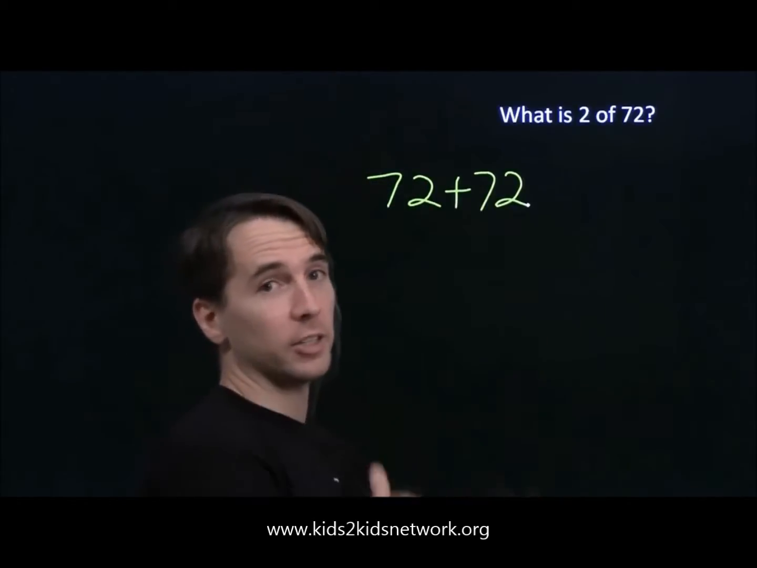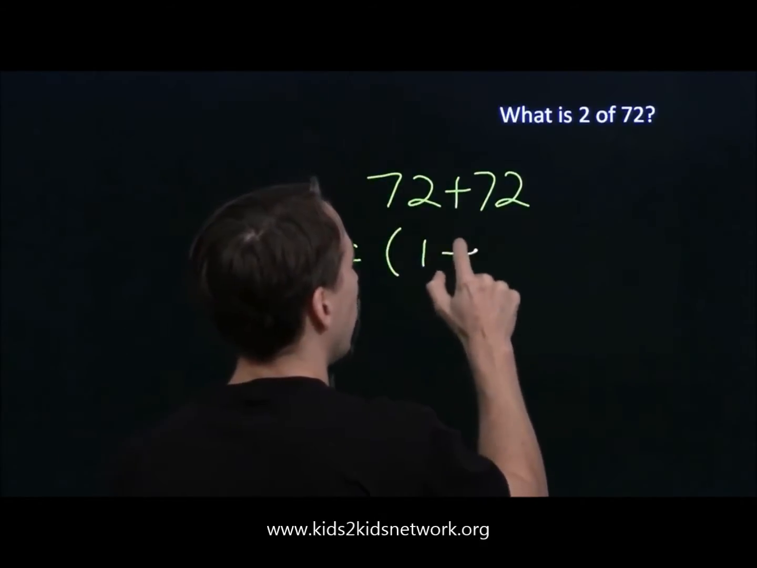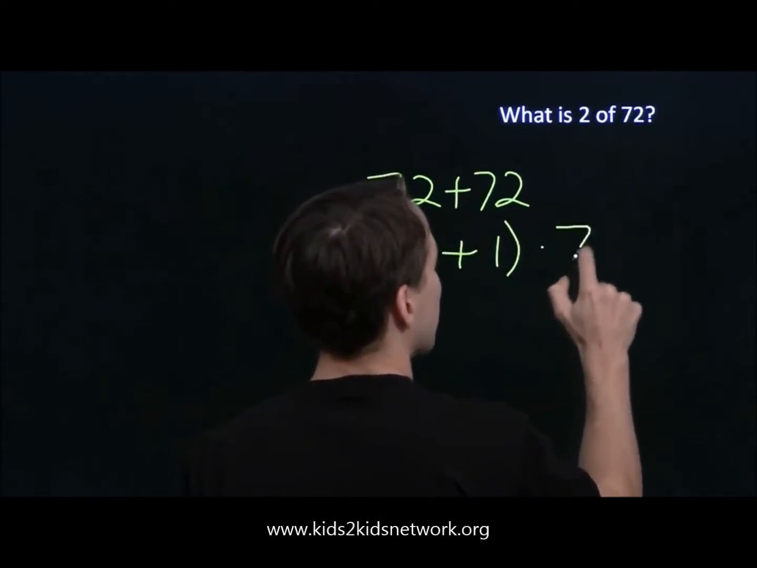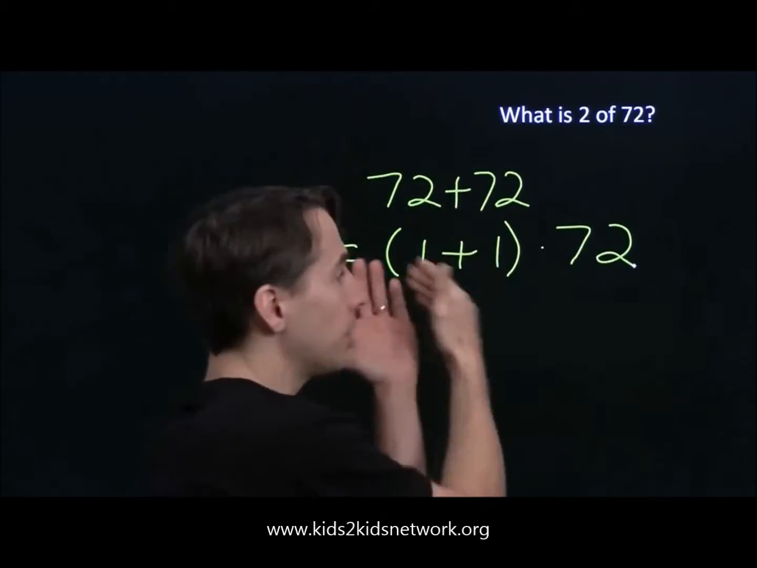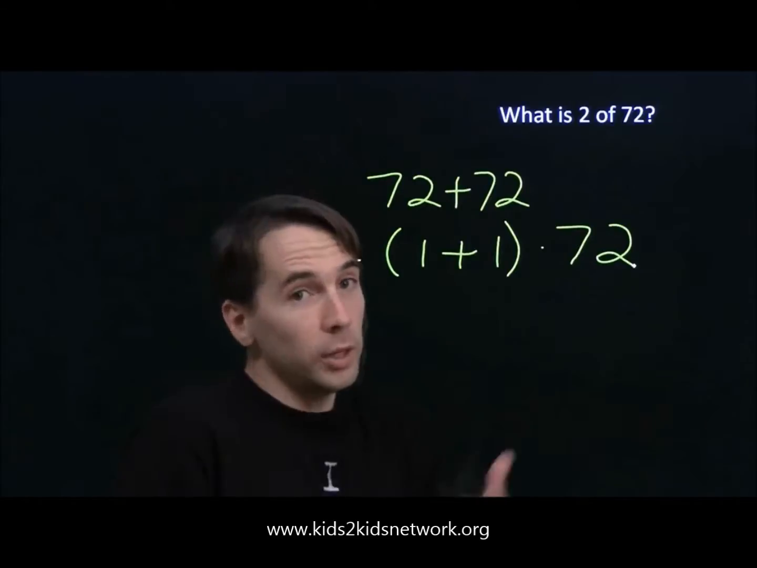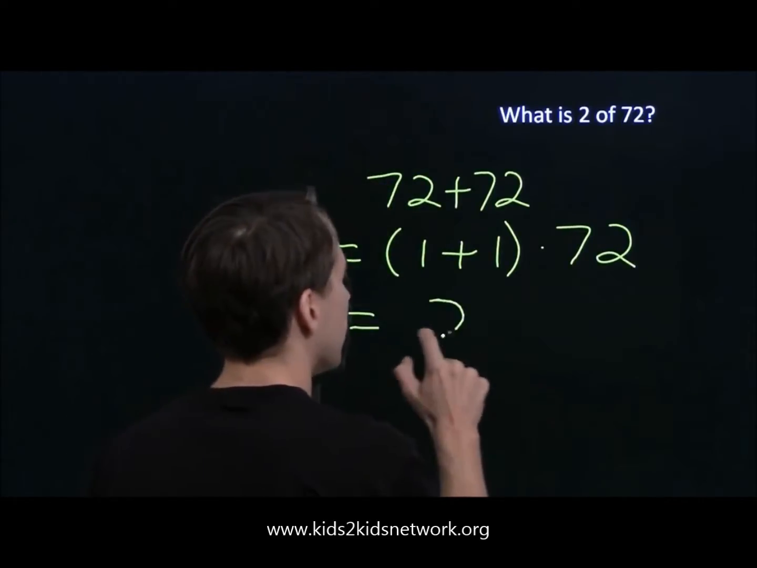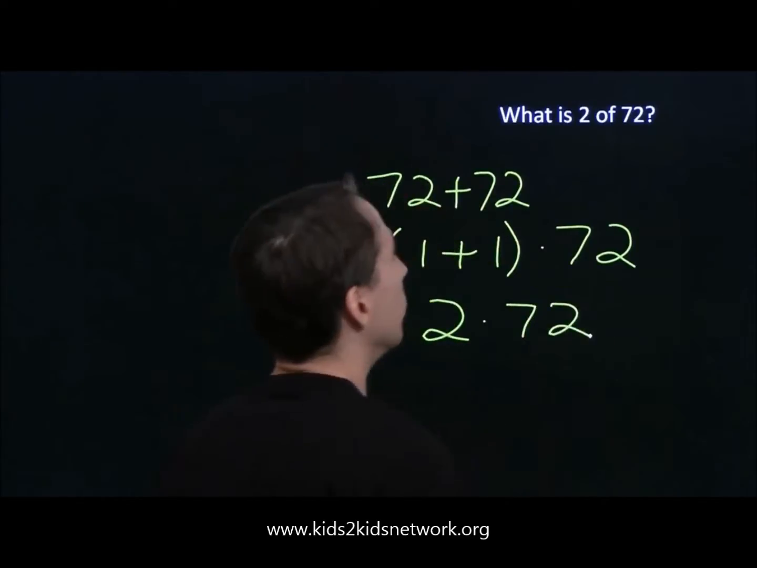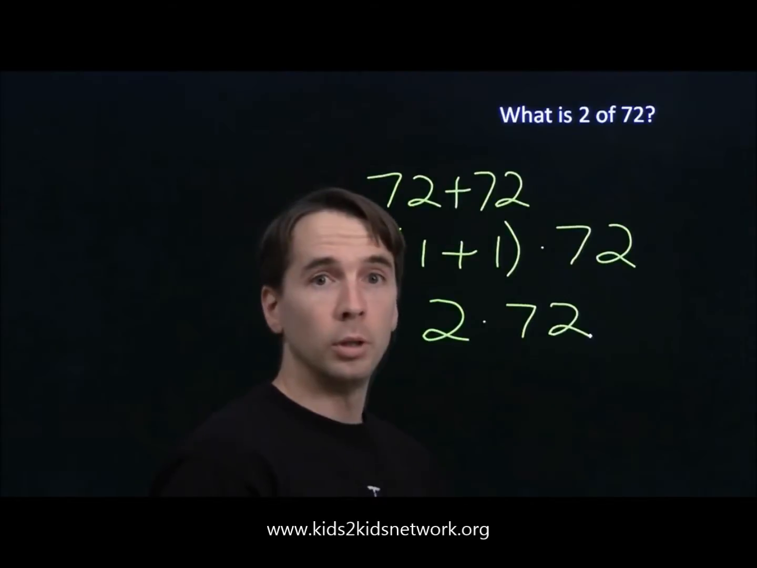Distributive property. I'm just going to factor out the 72, and I'm going to write this as 1 plus 1 times 72. You buy that because that's one of our rules. Distributive property, we factor out the 72. You got 1 plus 1. Yeah, that's still 2. You do buy that, right? All right, that's good. And that gives us 2 times 72. What is 2 of 72? It is 2 times 72.